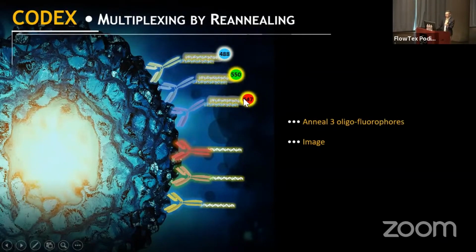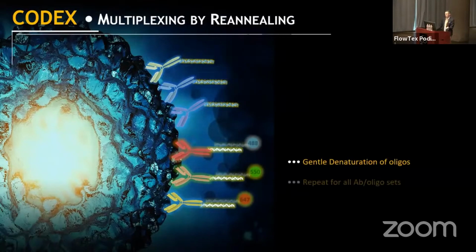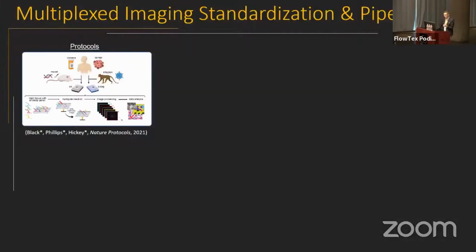Usually with the microscope-based system that we have, we're doing 4 fluorophores at a time. We image those, then we do a gentle denaturation where we strip those off and then image the next set. We continue to do this cyclic imaging until we have imaged all of the antibodies.